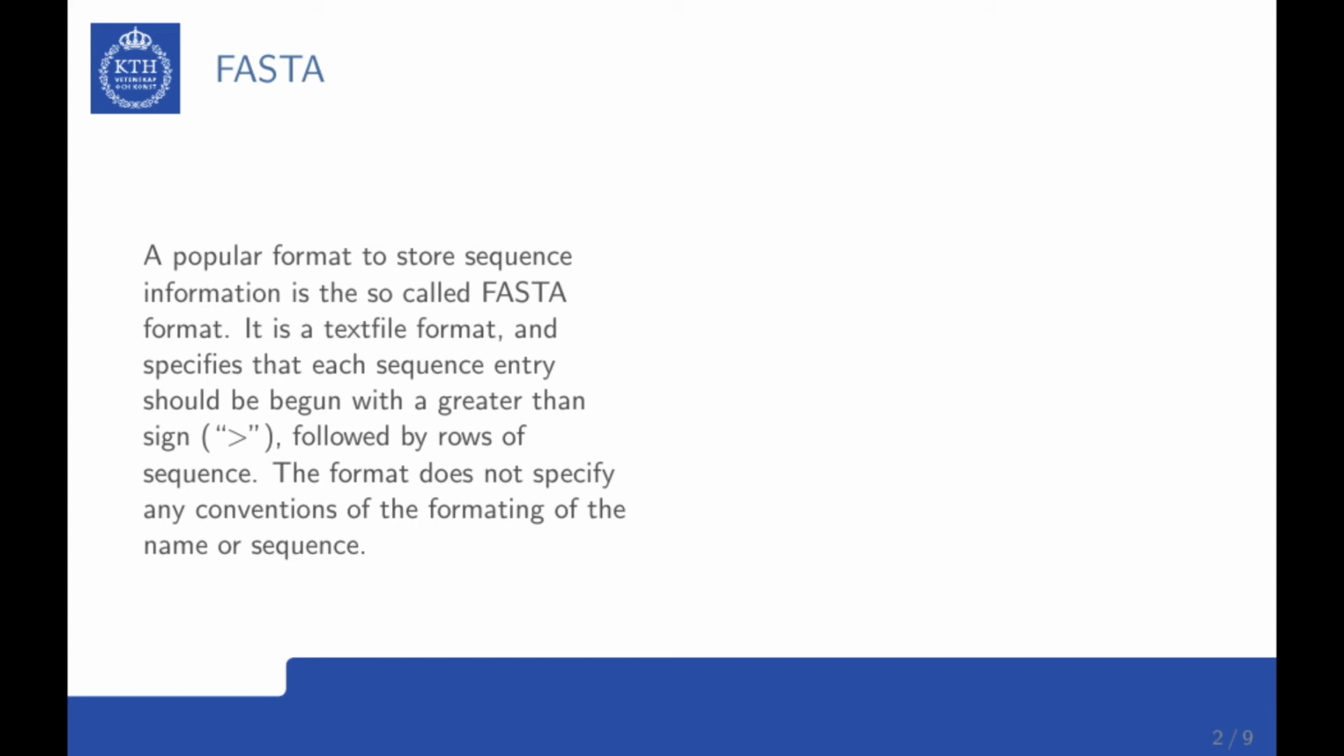Most information stored as sequences is stored in so-called FASTA format. This is a simple text file format, and it's been around for a very long time. That's why it's popular. It is as well very simple. It simply stipulates that you start each sequence entry with a greater than sign followed by its name. Then you take a new row and you write your sequence after. Here's an example.